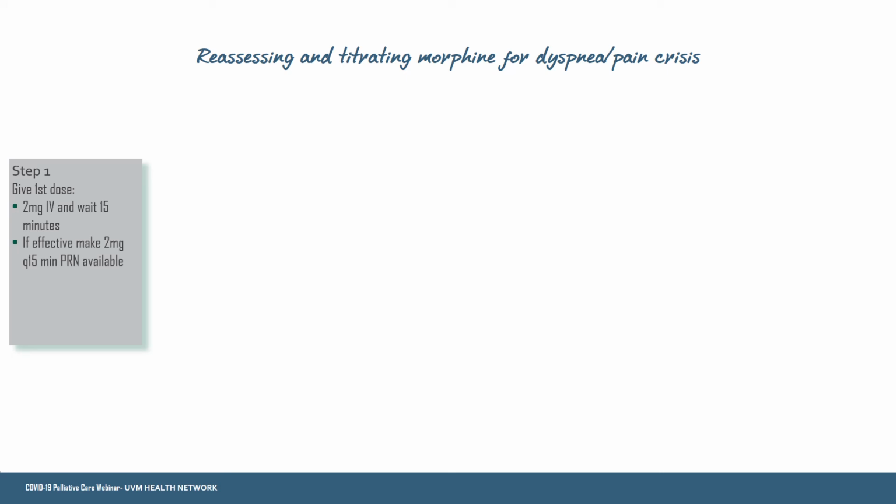Step 1. Give your first dose. For opioid-naive individuals, this is around 2 milligrams IV, and then wait 15 minutes for its peak effect. If it's effective, order 2 milligrams every 15 minutes as needed.